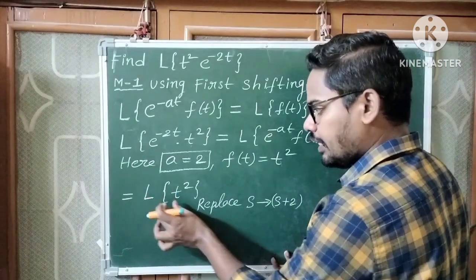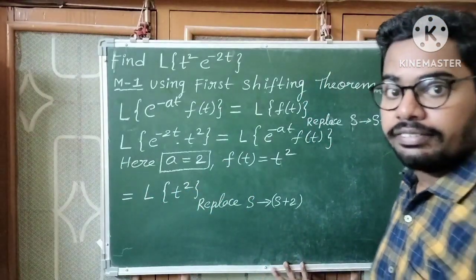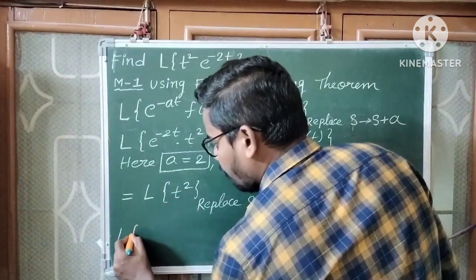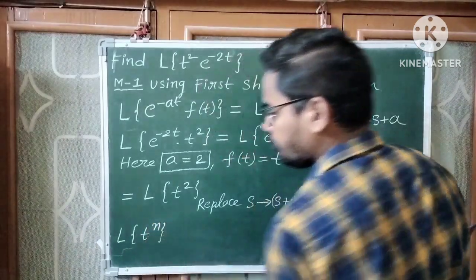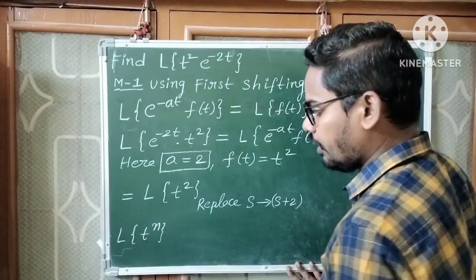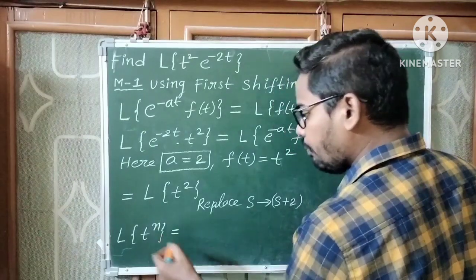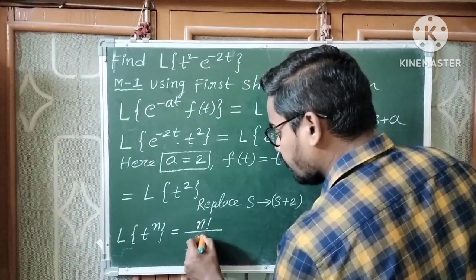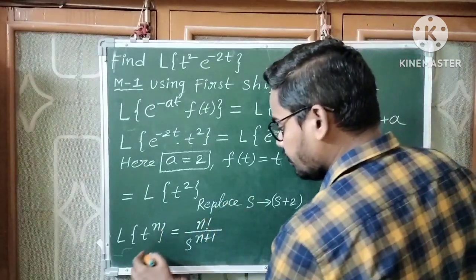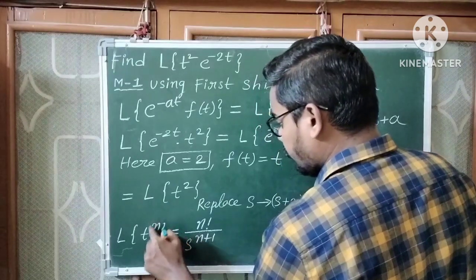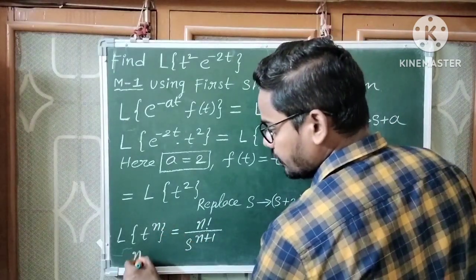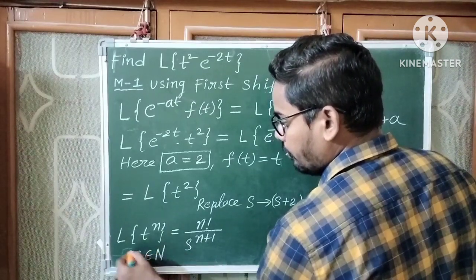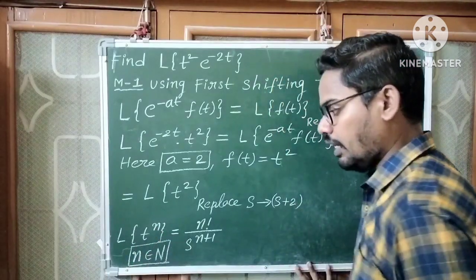Let us find the Laplace transform of t square. So is there any formula to find the Laplace transform of t square? Yes. So this is like Laplace transform of t power n. Laplace transform of t power n is equal to n factorial by s power n plus 1. And remember, here n belongs to capital N, natural number, where n is a natural number.